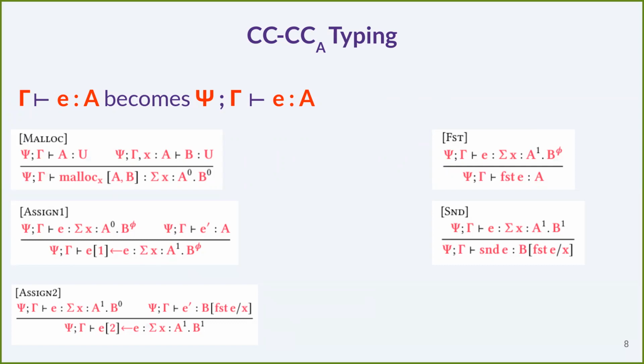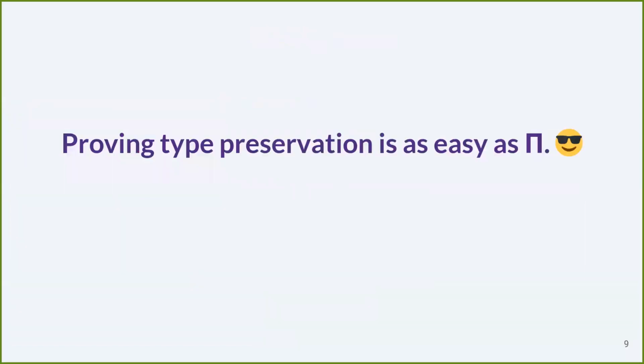The allocation and initialization operators are typed as dependent pairs, and the first and second projection rely on certain elements of the pair being allocated. Proving type preservation based on the target language turns out to be quite straightforward. While this work is still in progress, it is a promising step towards a full dependent type preserving compiler.